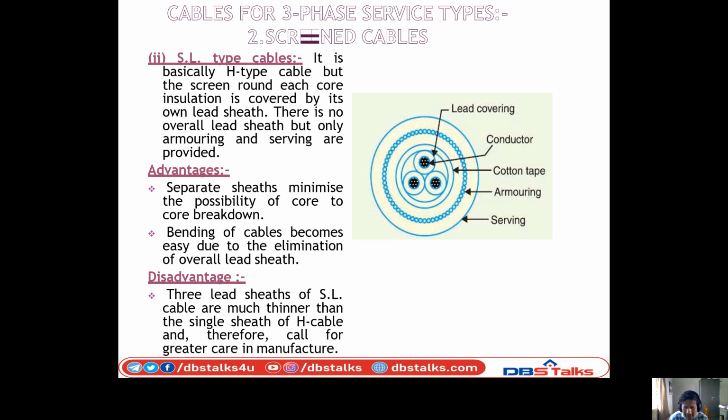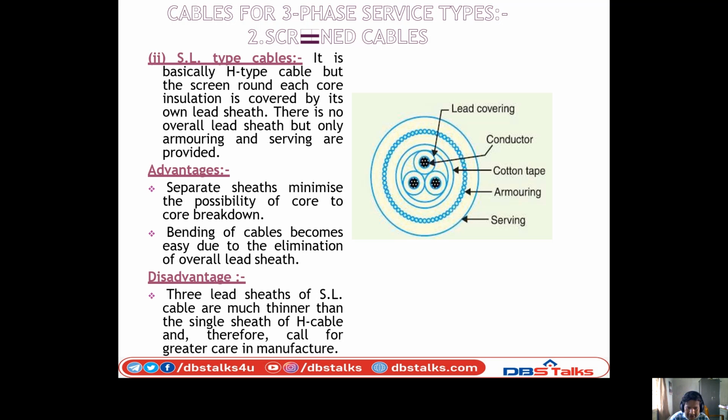What is the advantage because of that property? A separate sheath minimizes the possibility of core to core breakdown. All cores are in contact with each other because of the metallic screen, so there is no possibility of core to core breakdown. That core to core breakdown will be vanished or reduced because of the lead sheath of every core.